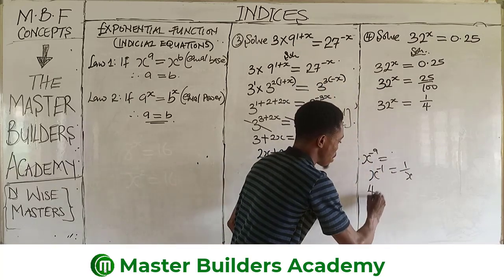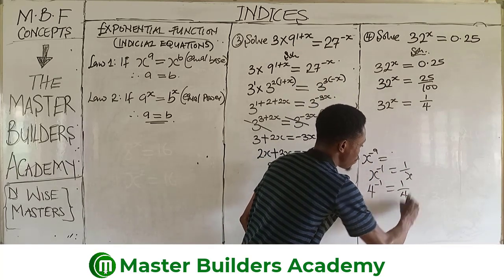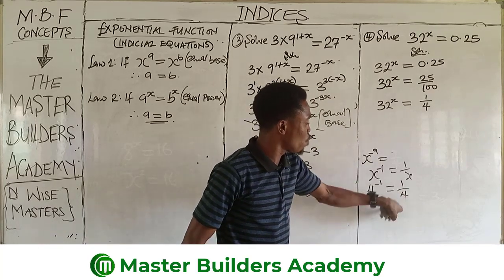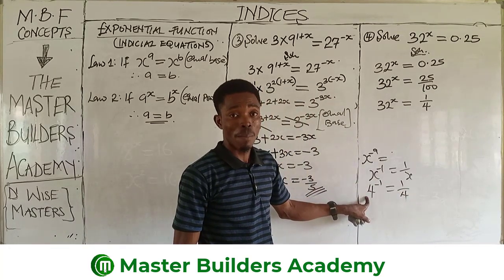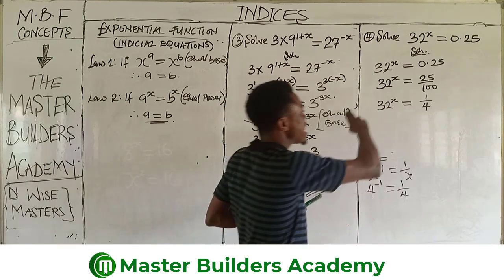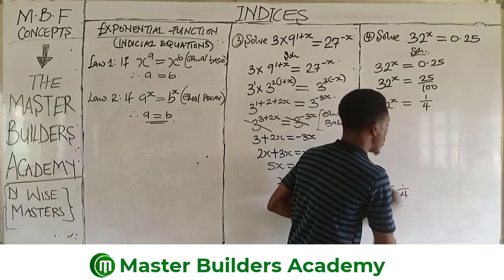So, if I have 4 raised to power minus 1, it is stating as 1 over 4. So, I'm going to convert this 1 over 4 to what? A negative power format. Are we there? It's as simple as that. So that we can make this equation linear. Another person can say, no, I don't want to do it that way.